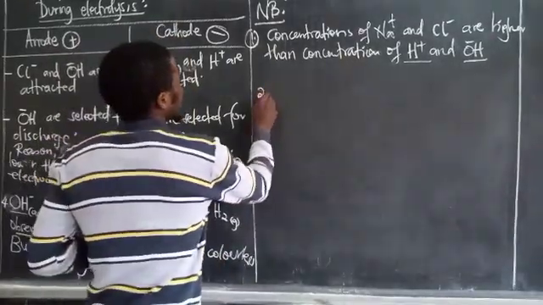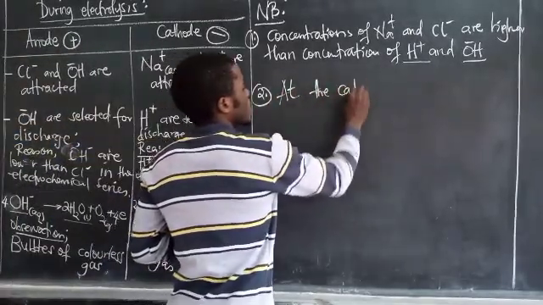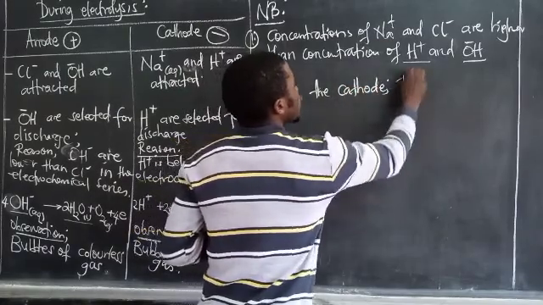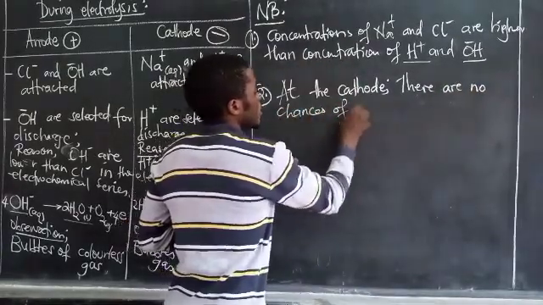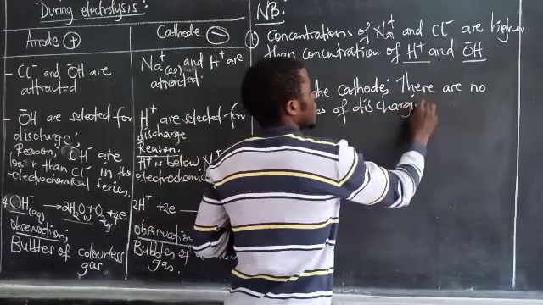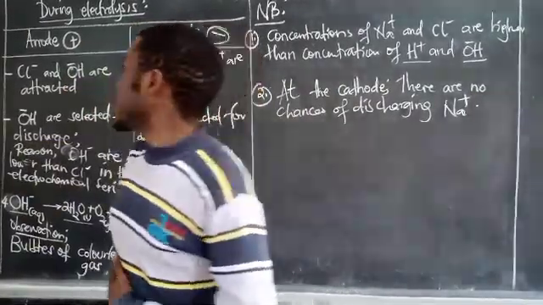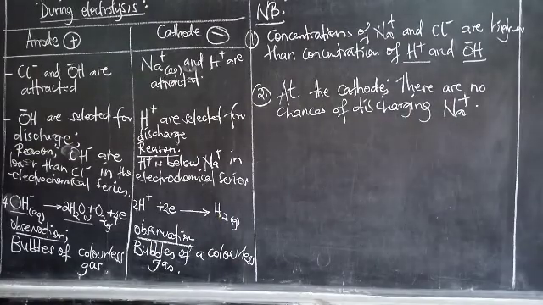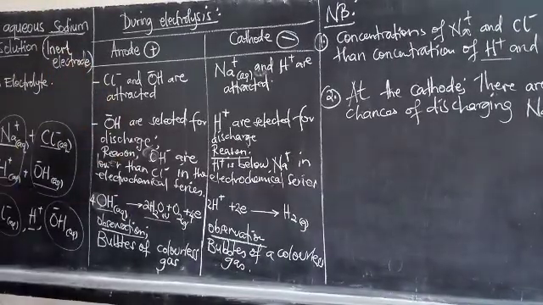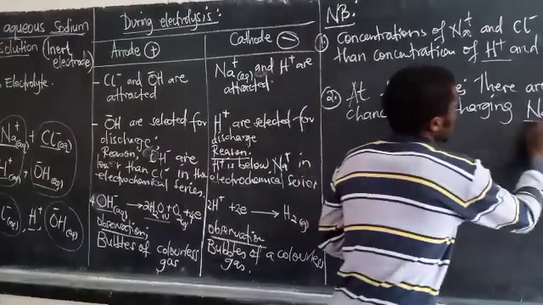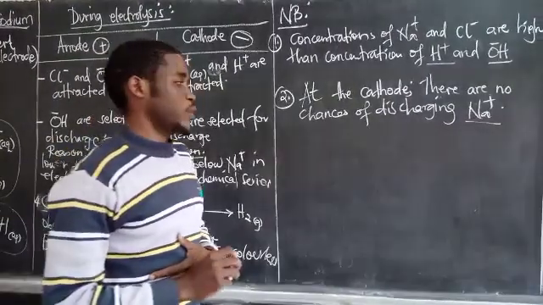Meaning that we shall say that at the cathode, there are no chances of discharging sodium ions. There are no chances at all, provided you have used inert electrodes. Provided you have used inert electrodes, there are no chances of producing sodium at the cathode.